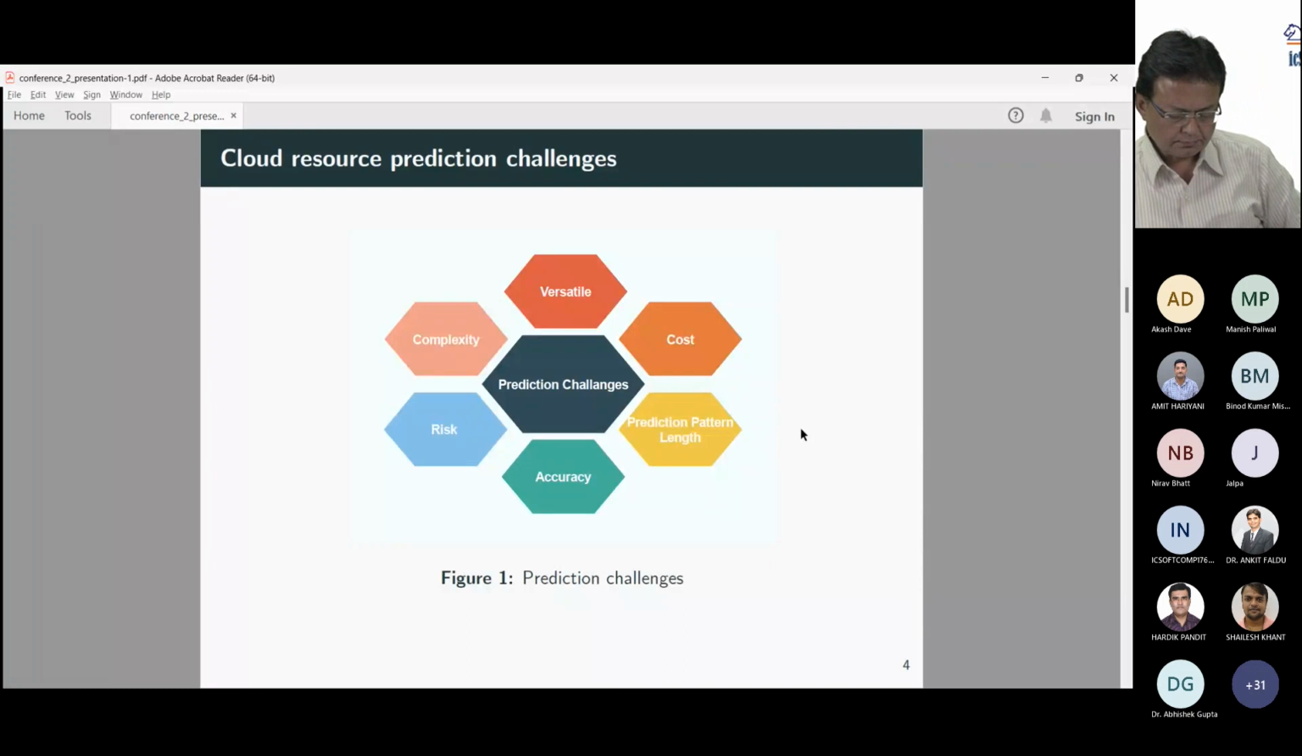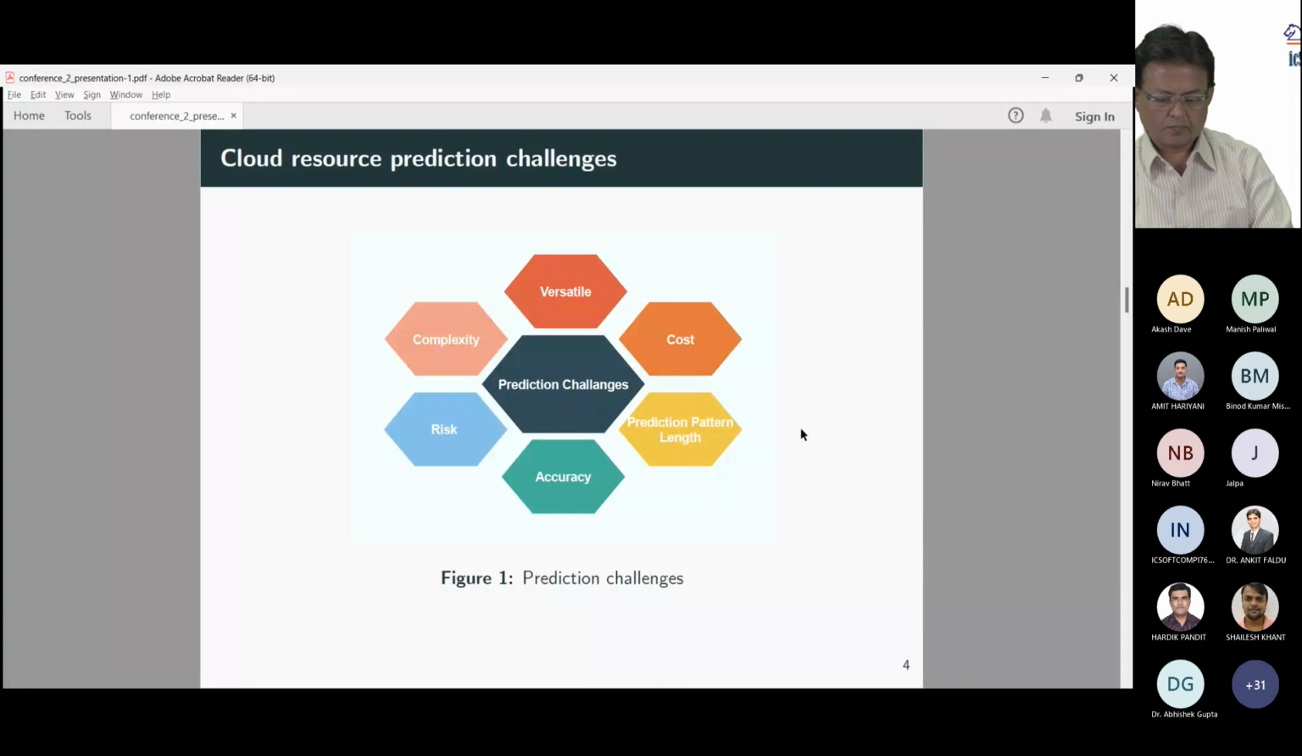While designing the cloud resource prediction model, there are a few challenges that must be addressed by the cloud service provider. The first one is versatility. The model should be able to predict the resources for any user and any application, and it must consider cloud resource heterogeneity. Then the prediction model should be less complex, and it must accurately predict the resources. The cost of the model should be low in terms of time as well as money. And the model should reduce the risk of over-provisioning and under-provisioning of resources.